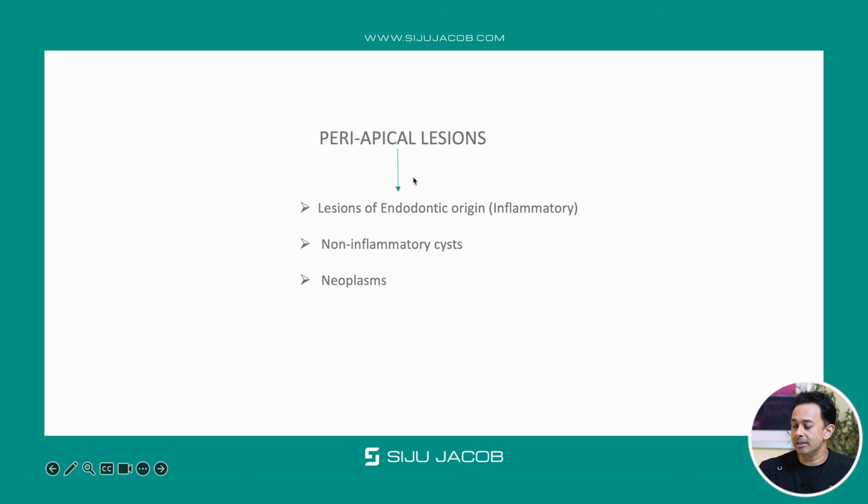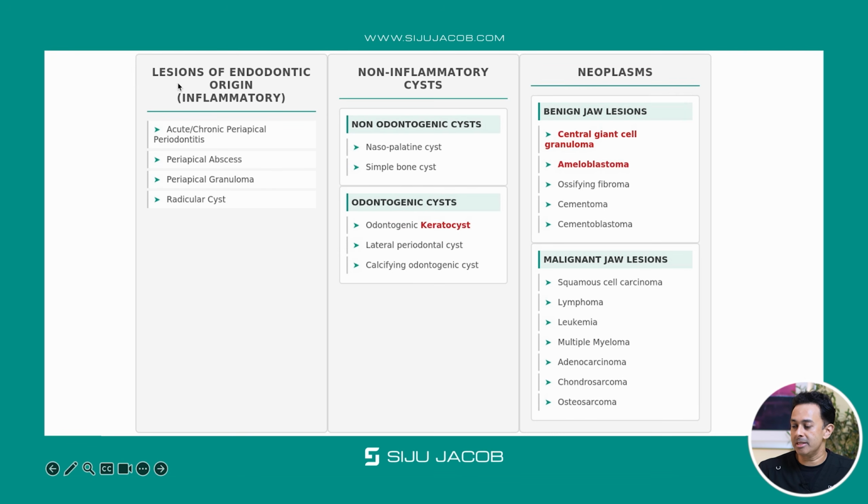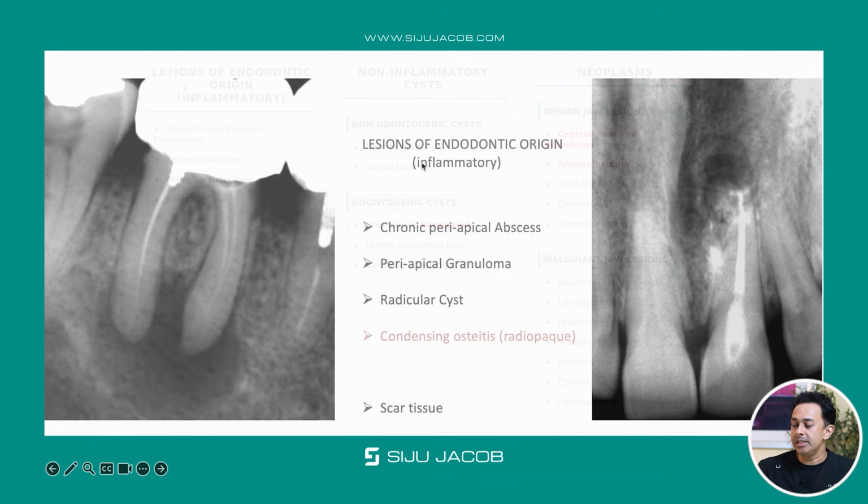So let's start with classifying periapical lesions. What are the common periapical lesions that we see in everyday clinical practice? Periapical lesions can be broadly classified into lesions of endodontic origin, which is inflammatory. Then you have non-inflammatory cysts, and then the third category is neoplasms. This is a broad classification. Lesions of endodontic origin are the most common, and the common ones are abscess, granuloma, and cysts, and there's no way to figure out which of these are just by looking at a radiograph. You need to take a biopsy.